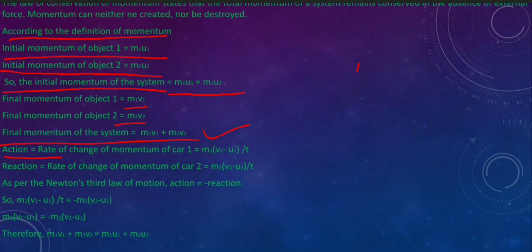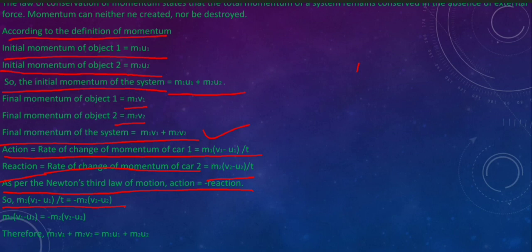So action is equal to the rate of change of momentum of car 1, or m1 (v1 minus u1) by t. This is action, and reaction is m2 (v2 minus u2) by t, and this is the rate of change of momentum of car 2. So this is reaction. As per Newton's third law of motion, action is equal to negative reaction. So m1 (v1 minus u1) by t is equal to minus m2 (v2 minus u2) by t.